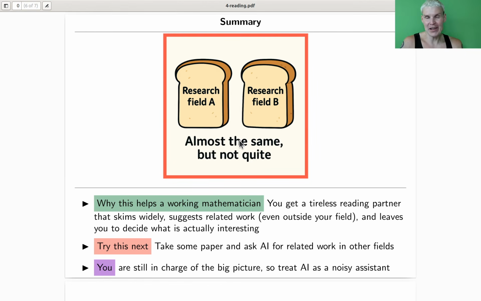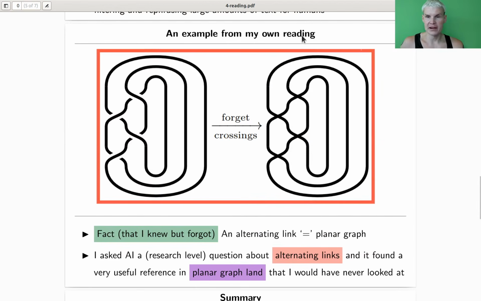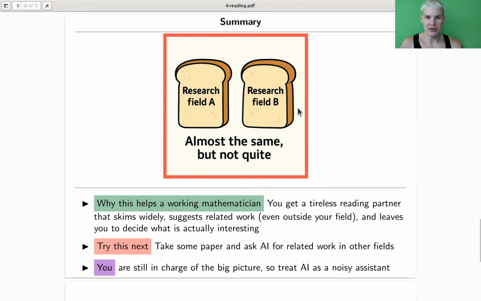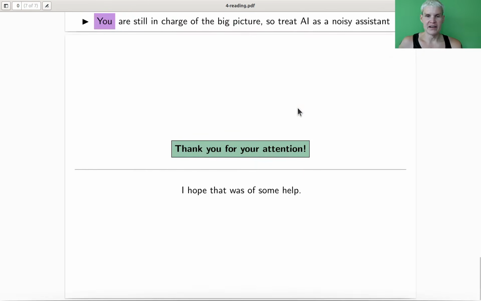They have different languages. They're almost doing the same thing, and this is what AI can do very well, right? It can suggest related work outside of your field. It suggests planar graphs instead of links. Pretty good. So that's something you can try out yourself. Maybe you have a question in field X, but maybe there's an answer in field Y that you would never ever look at. AI is fantastic at that. You still need to do the last check, right? It's still you that pieces together the ideas, but it's really useful. So you're still in charge of the big picture. So treat it as a kind of noisy assistant. Anyway, I hope you enjoyed this video, and I also hope to see you next time.